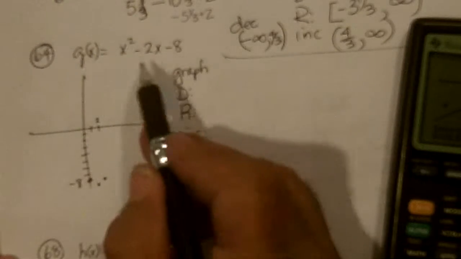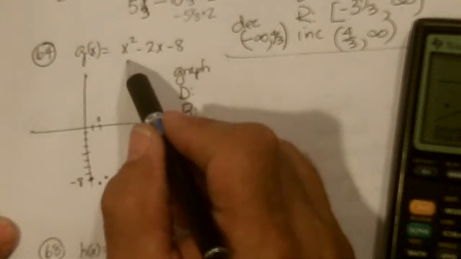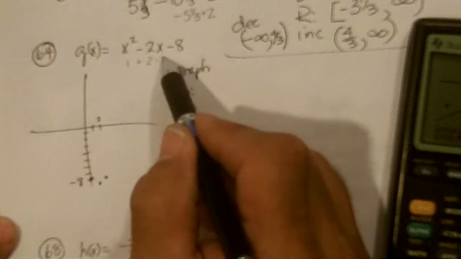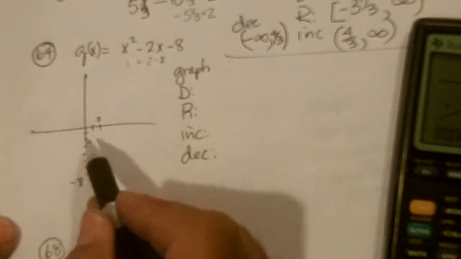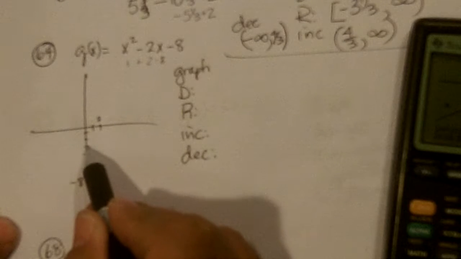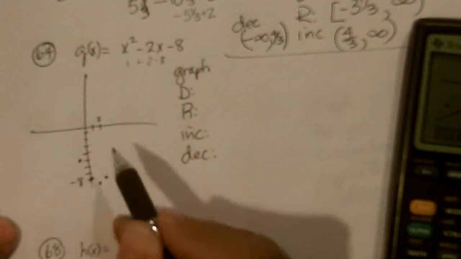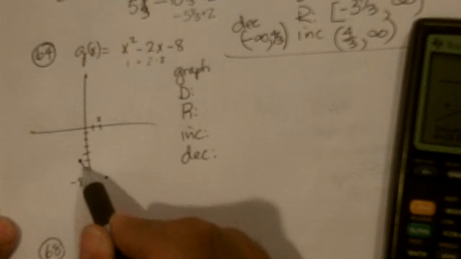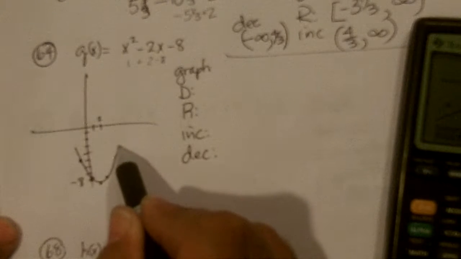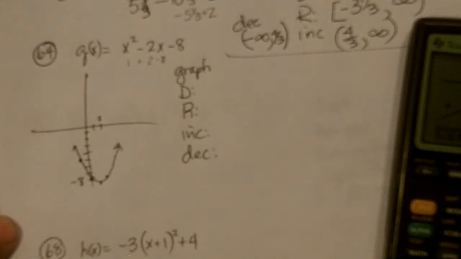And if I put in -1, I get 1 plus 2 minus 8, which is -5. 1, 2, 3, 4, 5, and there. And I can kind of see that I've got a pattern going here. So there's my graph. I just put points in.